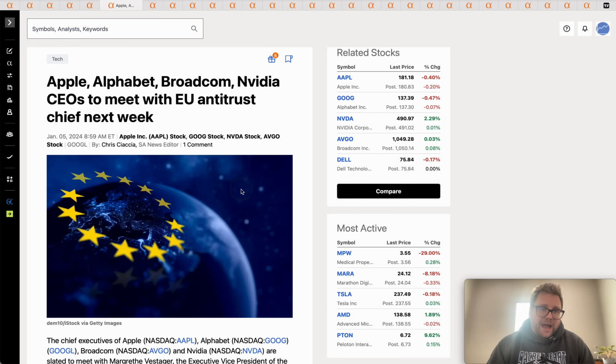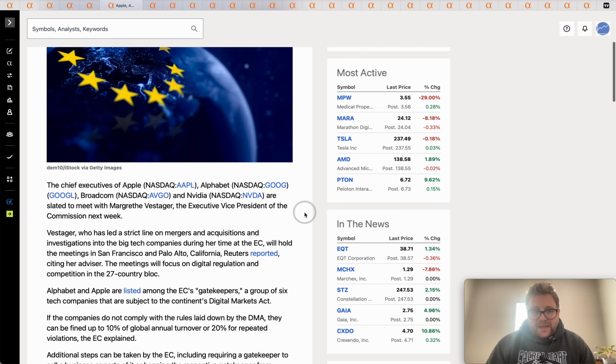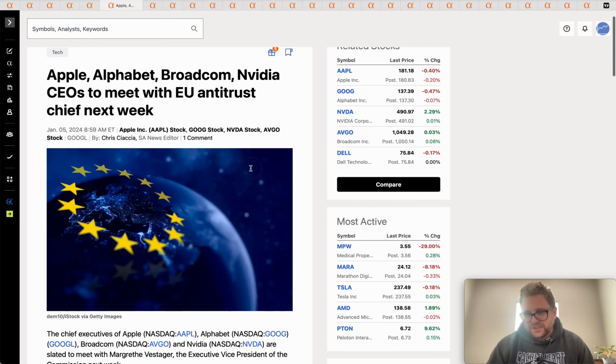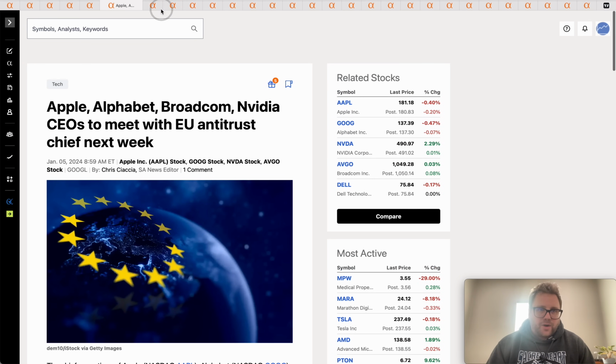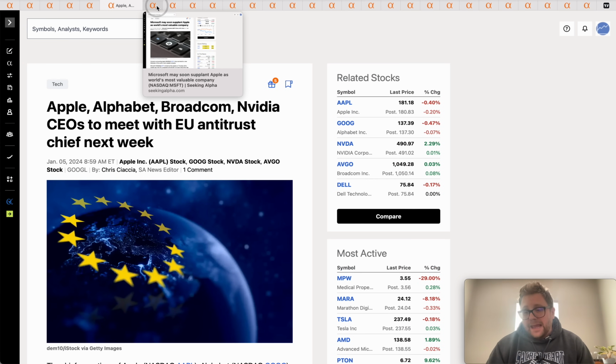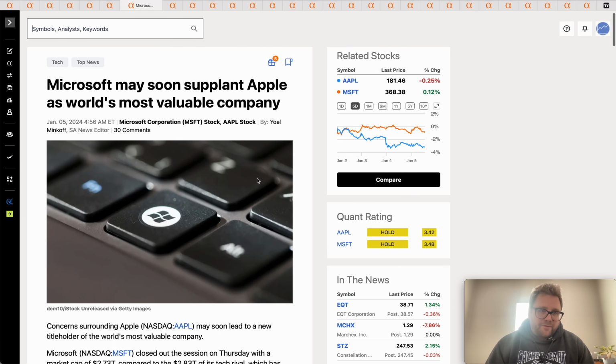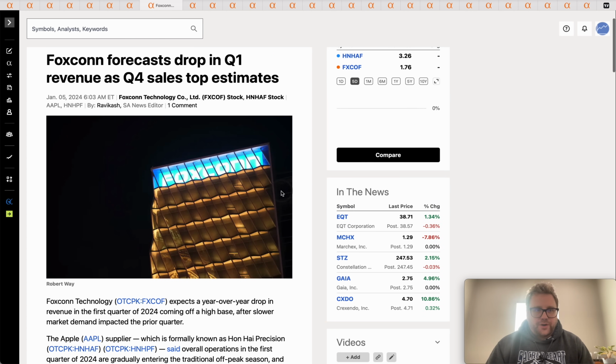Now, Apple, Alphabet, Broadcom, NVIDIA, and other CEOs to meet with the EU antitrust chief next week. Now, the chief has a strict line on mergers and acquisitions. My guess is that is what they are going to be going over. But at the end of the day, the corporate lawyers seem to get these things across the finish line more often than they don't. Microsoft could soon supplant Apple in terms of the world's most valuable company. Shouldn't come as any surprise, as Microsoft simply has been firing on all cylinders recently.